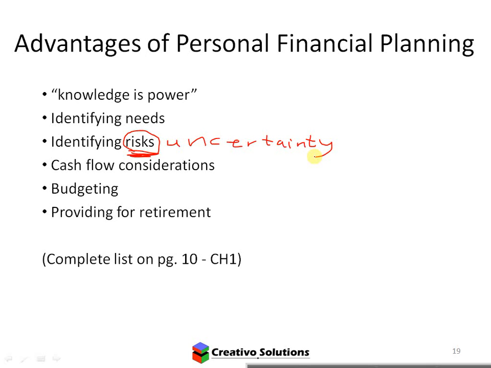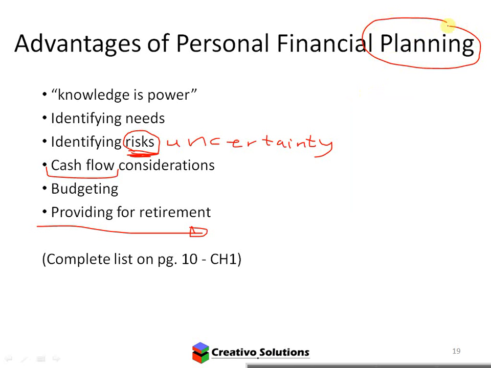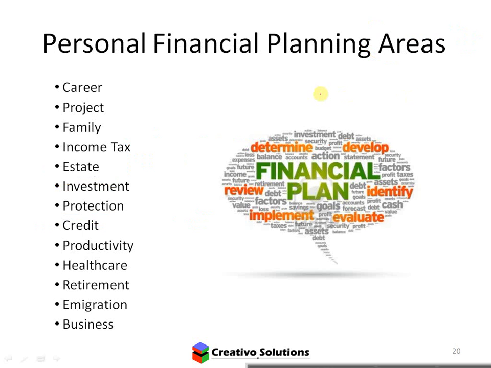All right, what else do we need to look at in terms of advantages? Cash flow. We know cash flow is key because inflows need to exceed outflows. That's important. If our inflows are more than our outflows, we're not going to go bankrupt. Then budgeting we spoke about, and providing for retirement. Those are some advantages when it comes to personal financial planning. Having a plan, having a goal. Then I've given you a note here. All of these are separate chapters in your book.